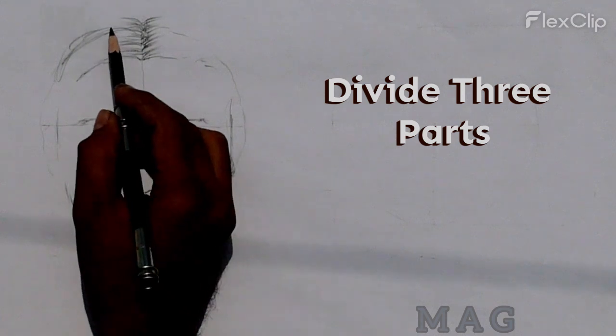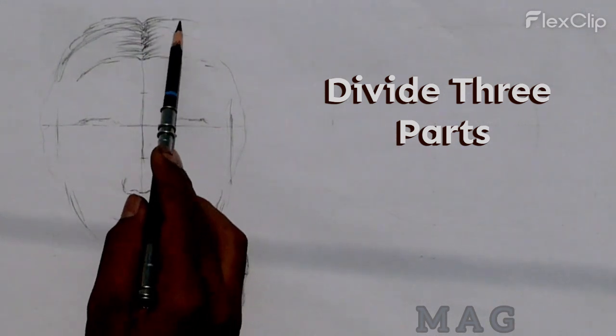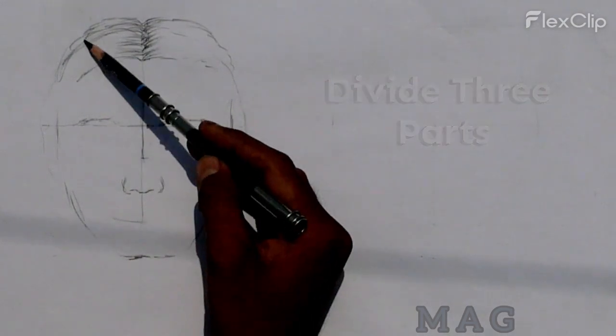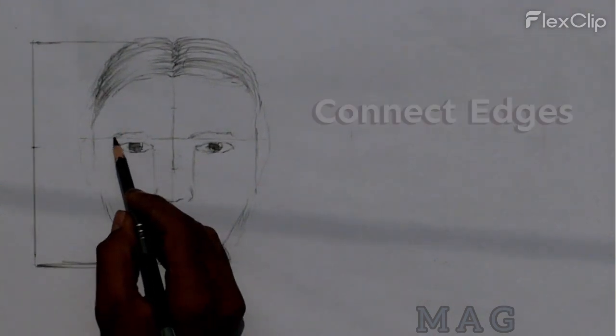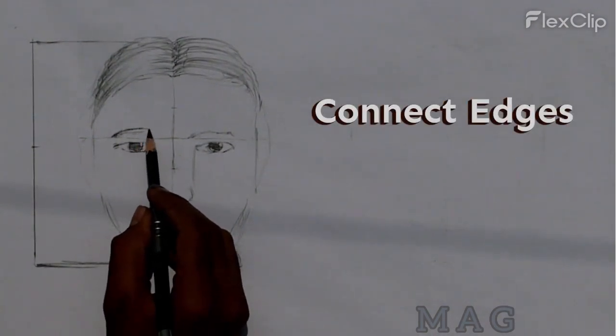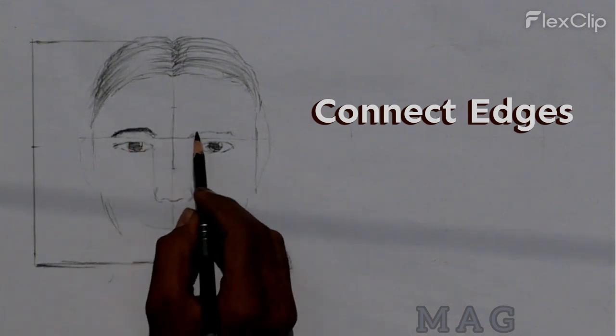To complete the face shape, trim the sides of the circle slightly. The circle represents the cranium, which is more like a ball flattened on the side. Now connect these edges down to the chin to form the jaw lines.